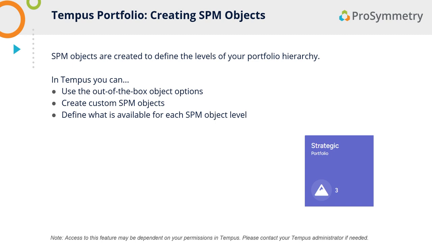In this video, I will be reviewing how to create SPM objects in Tempus Portfolio. SPM objects are created to define the levels of your portfolio hierarchy. In the Strategic Portfolio tile, you can use the out-of-the-box object options, create custom SPM objects, and define what is available for each SPM object level. So let's take a look at how this works in your Strategic Portfolio tile.